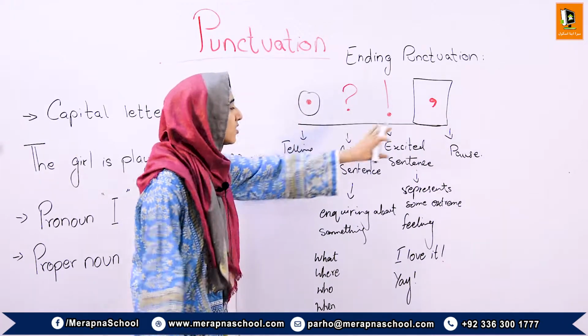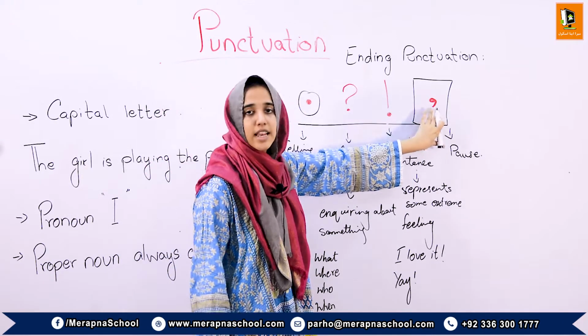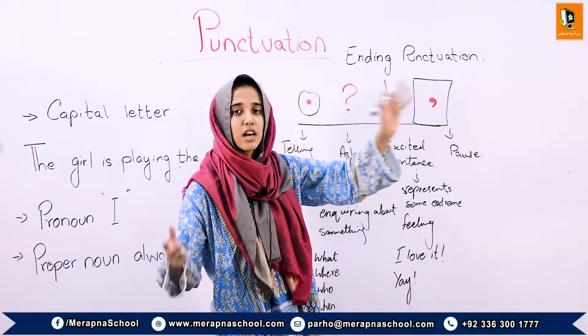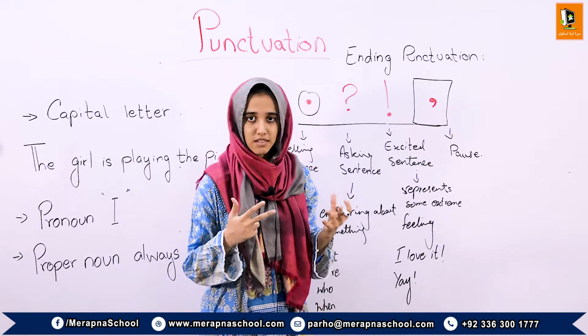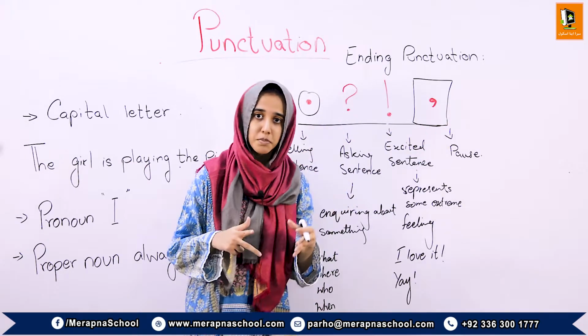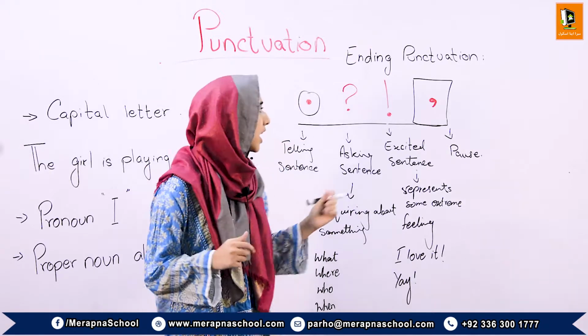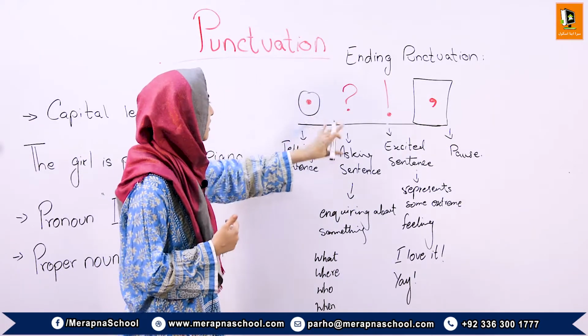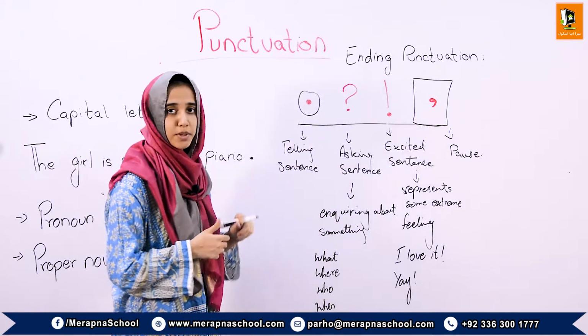Now, comma is not basically called an ending punctuation. It is used between the sentences, between the phrases in a sentence, to create pauses. Now, let's start from the beginning. Let's go to the full stop or a period.